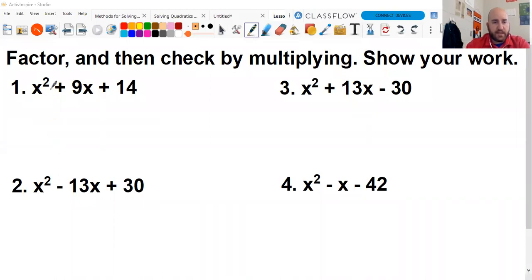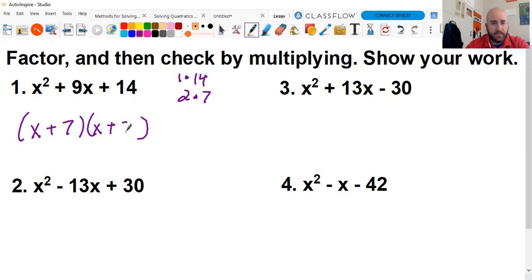All right, x squared plus 9x plus 14. Again, we literally just did 14. 1 times 14, 2 times 7. Which of those is going to give me 9? Of course, 2 and 7. So I'm going to do x plus, because this is plus plus. I'm using 2 and 7. Since both of these are positive, it doesn't matter what I stick where. So I'll do 7 and 2.